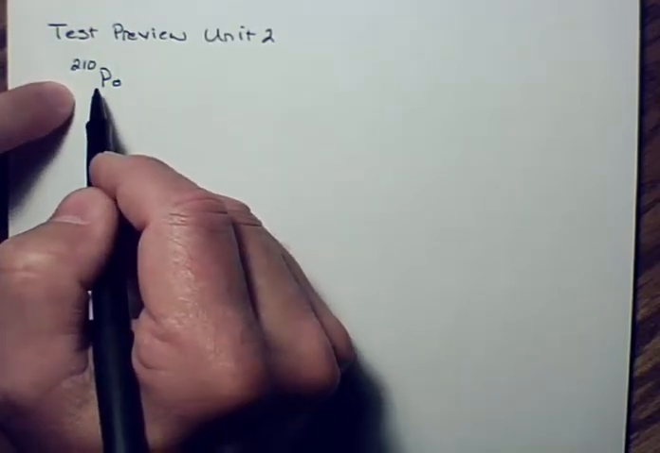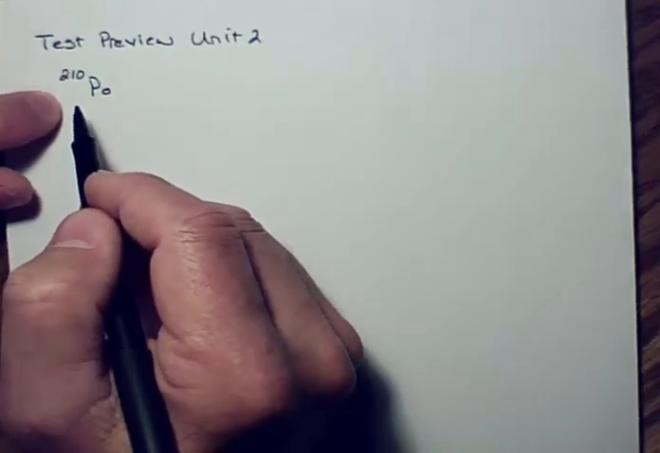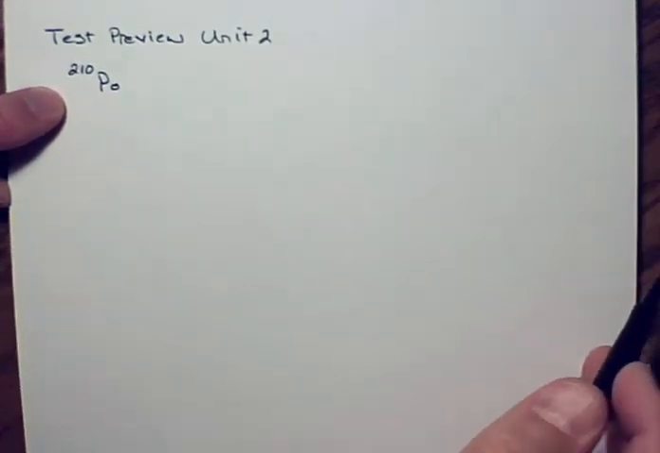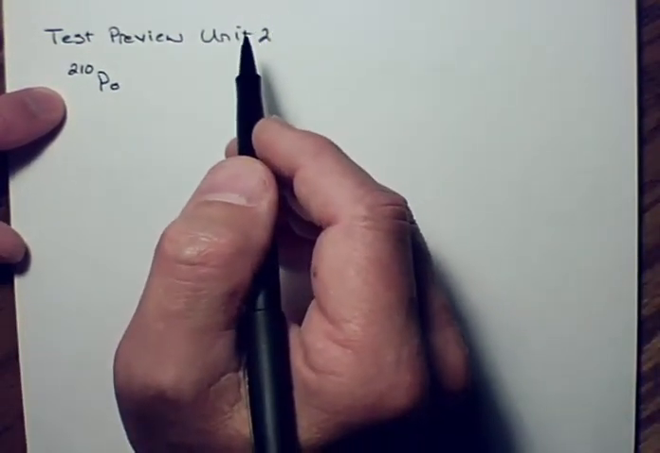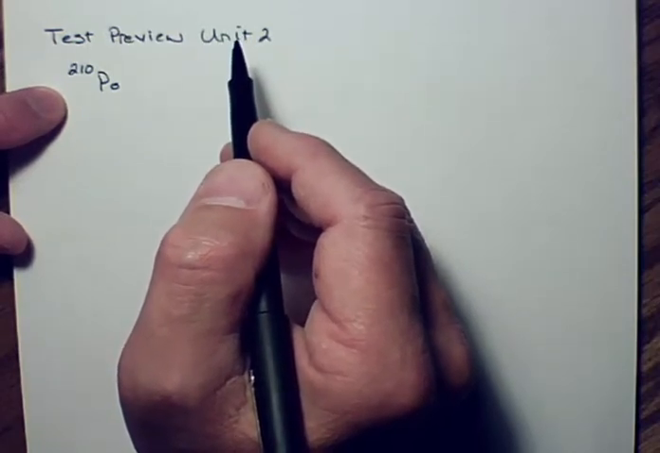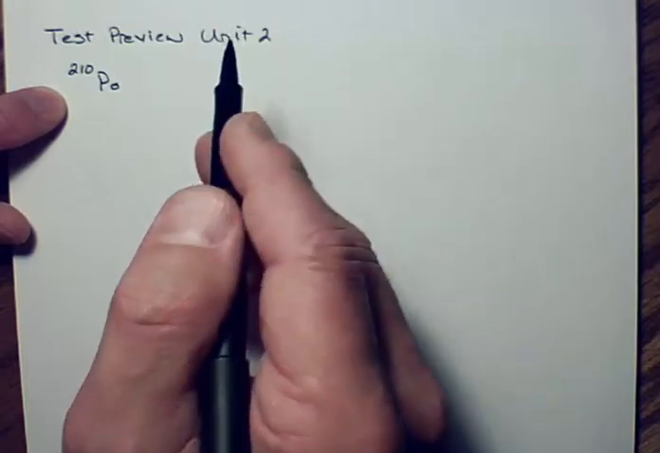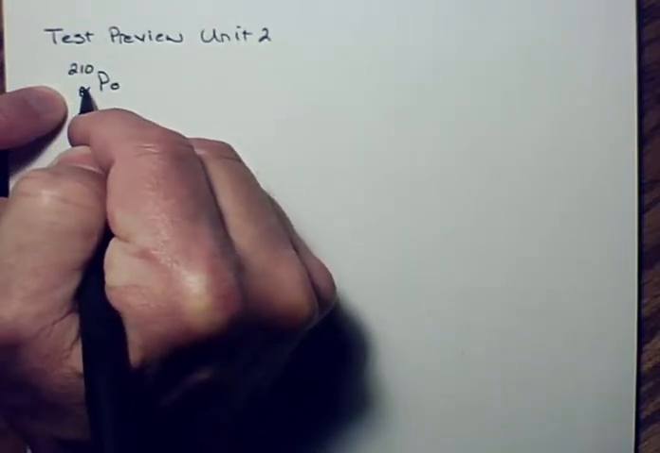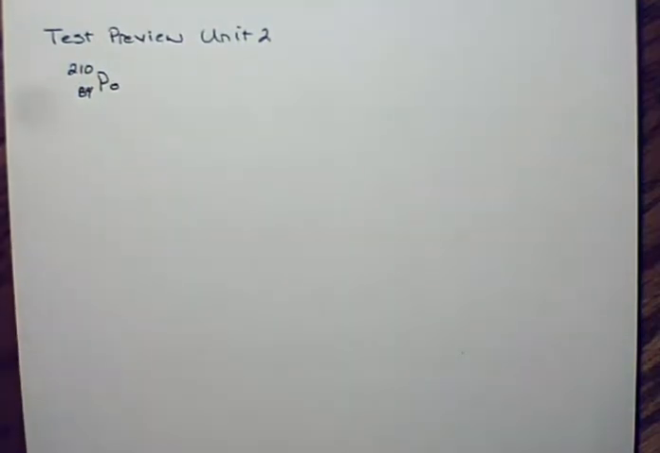So we need to know, first of all, what's the atomic number for polonium? You should have your periodic table and find the atomic number for polonium. If you're not doing this, you're not helping yourself much. 84. So for those of you who are doing it, great, you figured it out.